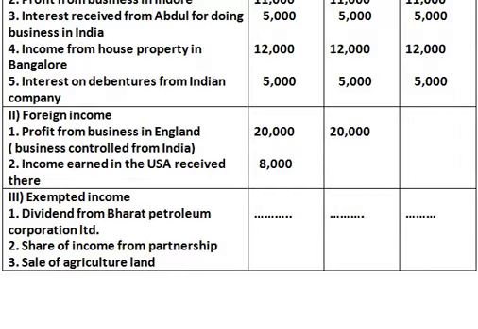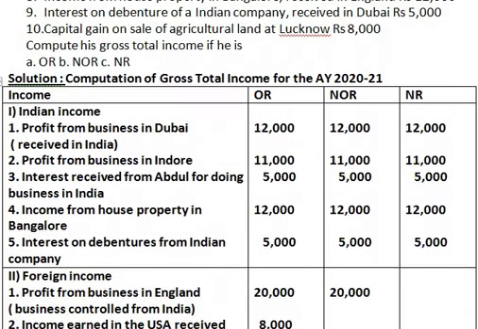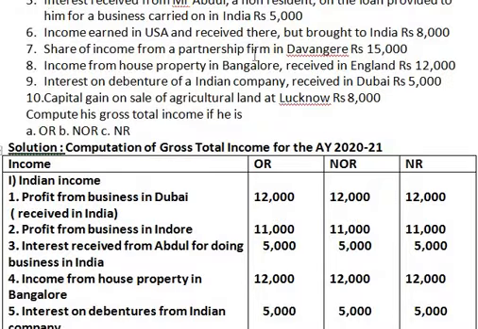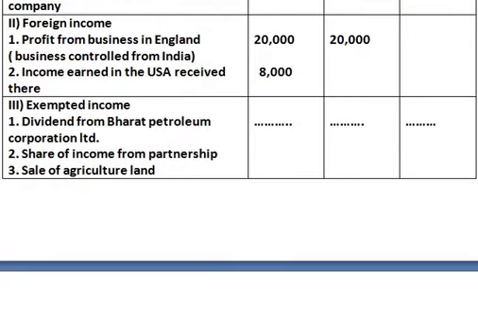It is the same in the case of share of income from partnership firm. So share of income from partnership firm is which point? It is the seventh point in the question. Share of income from a partnership firm in Davangere is exempted income, which is not taken in any of the columns, as it is Indian income. It is exempted income.